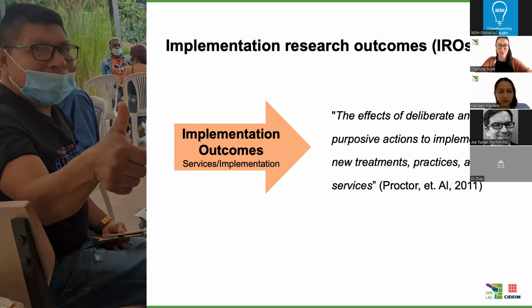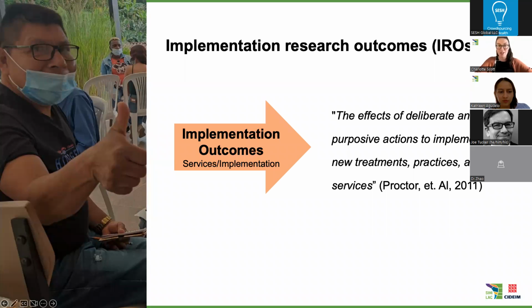So the implementation research outcomes, which are commonly referred to as IROs. According to Proctor and colleagues, IROs are the effects of deliberate and purposive actions to implement new treatments, practices, and services. So these are constructs that describe the actual effects of these deliberate and purposive actions used to implement an intervention. They're basically used for measuring the success or the failure of these implementation strategies that we just discussed.